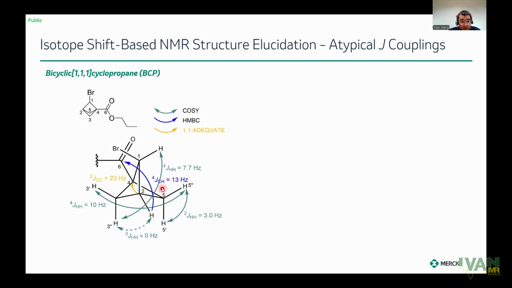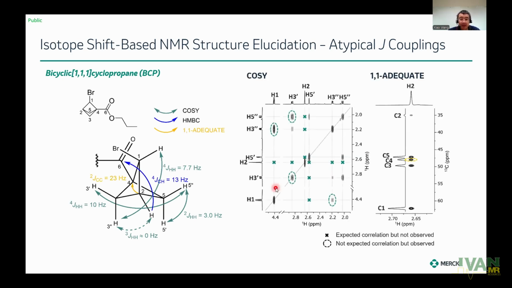So this 4-bond proton-carbon coupling is much larger than regular 2-bond and 3-bond couplings. And also the 2-bond carbon-carbon coupling is 23 Hertz, where it usually should be less than 8 Hertz. So all these weird, unusual coupling constants give very misleading 2D NMR spectra.